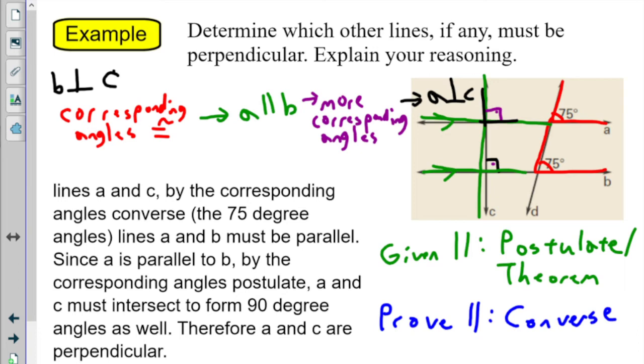So since A is parallel to B, corresponding angles, A and C must intersect to make 90-degree angles as well, because the corresponding angles have to be congruent. So that's my more corresponding angles, which gives me the 90-degree angles I'm looking for, for A and C to be perpendicular. Hearing no objections, I'm going on.